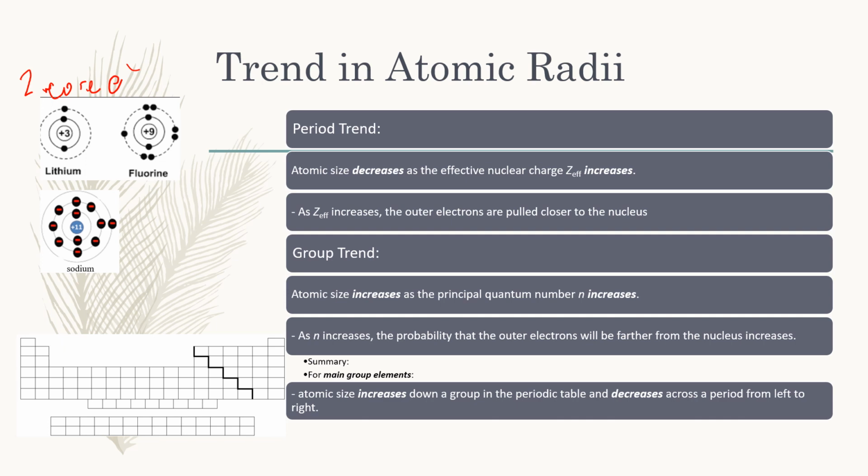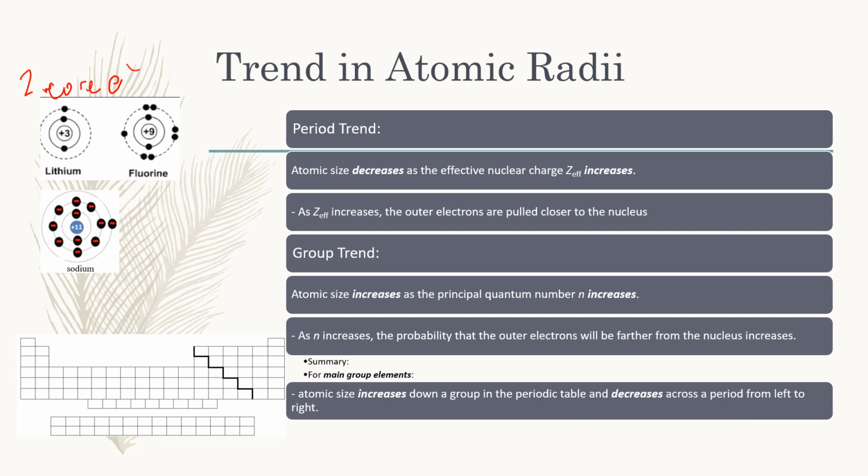As we look at the group trend, your general trend will be that the atomic radius is going to increase as we go down a group. If you remember from our atomic theory unit, we talked about the different quantum numbers, and the principal quantum number n will increase as we go down a group because that is talking about how many different energy levels are filled with electrons. So I took sodium, which is directly below lithium in group 1, and you'll notice that for sodium I've added 8 protons into the nucleus, and I've also added 8 more core electrons.